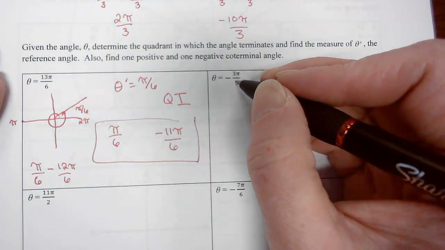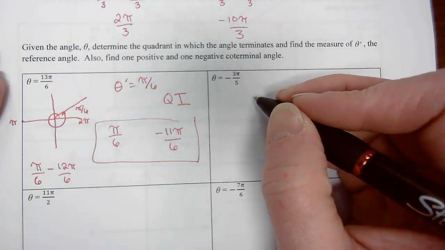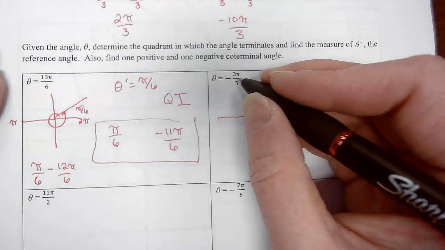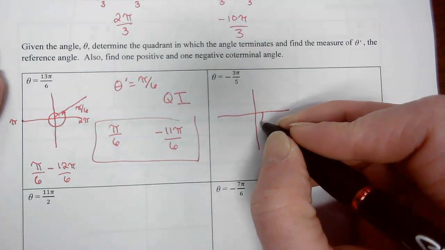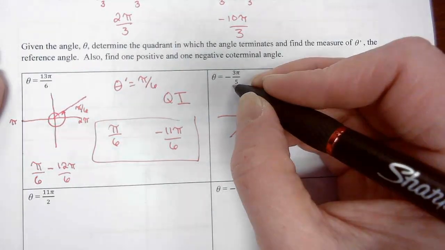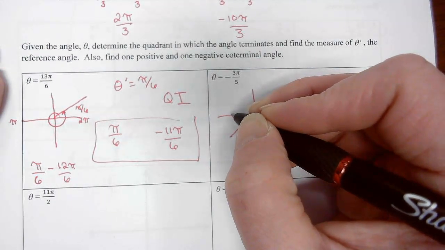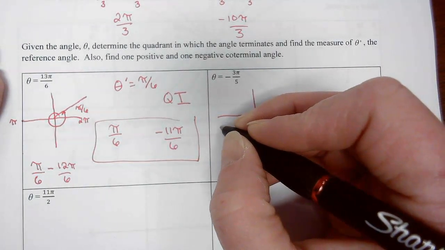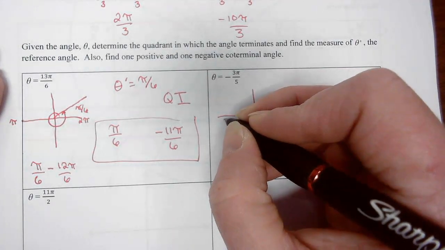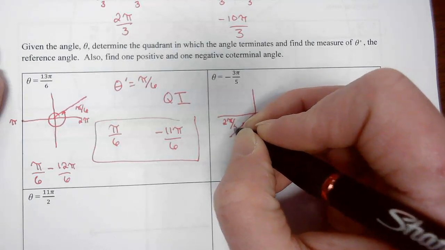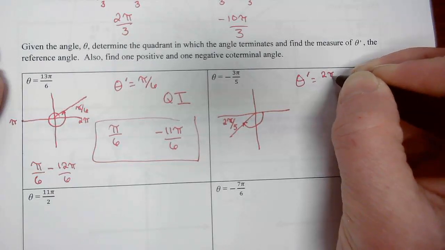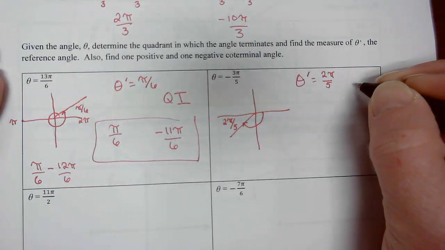Negative 3 pi over 5. Okay, so is that going a full pi? No. It's short of being a full pi. So pi would be here, but I'm short from that. A full pi would be 5 over 5. So I'm negative, so that went that way, so 3/5, so 2/5 is left. So my reference angle would be 2 pi over 5. And I'm in quadrant 3.